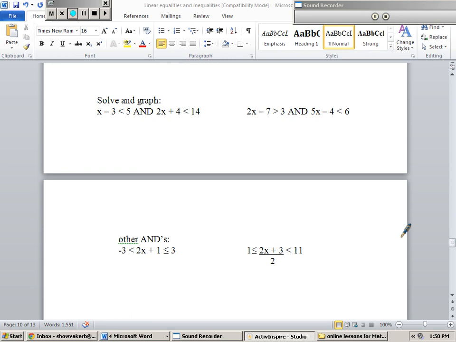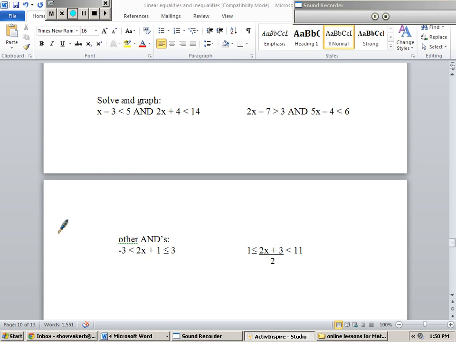These are also ands where they are together, and don't let that confuse you. What happens is, look at the center, and you have to move what's in the center to both sides. So the first thing I'm going to do is move the 1 to both sides, and I get negative 4 is less than 2x, which is less than or equal to 2. Then I divide both sides by 2, including the middle, and I get negative 2 is less than x, which is less than or equal to 1. These are easier to graph because everything's already placed with the x in the center. So I have a closed dot and open dot and everything's between.